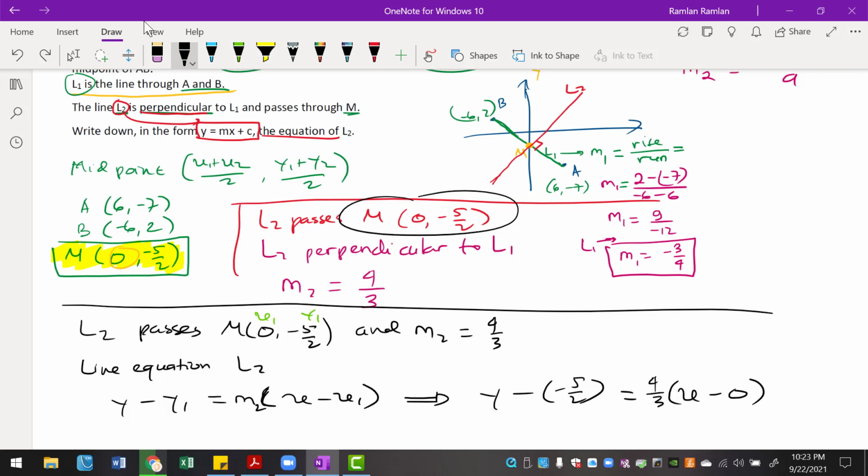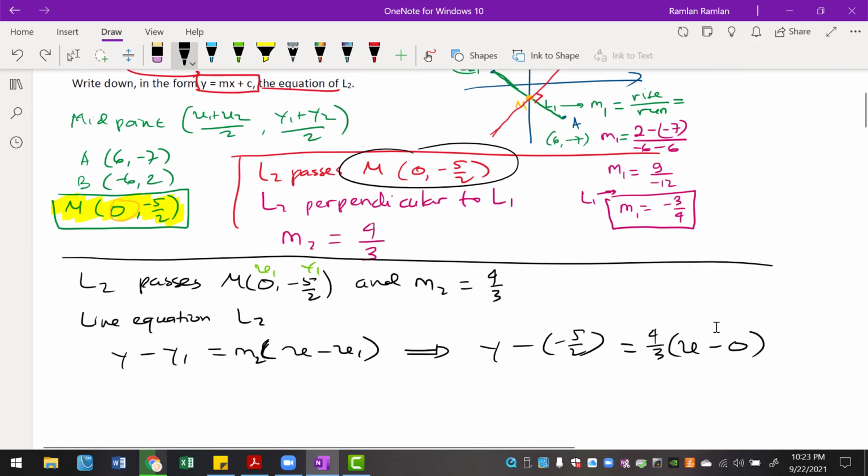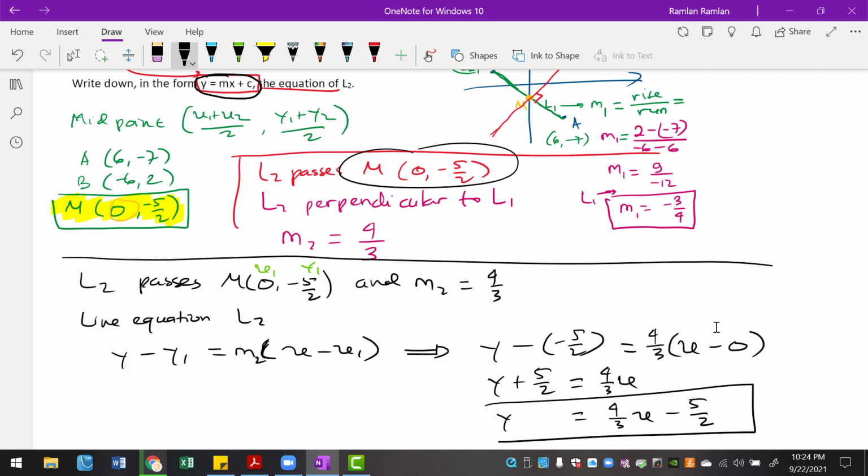Now we only need to simplify this. We have minus minus, so it becomes plus 5 over 2, and 4 over 3 times x is 4 over 3x, and 4 over 3 times 0 is just 0. Because it says it wants the form y equals something, we only need to move this here. Because it is an addition, you put that onto the right side and you get minus 5 over 6. So this is the final answer.